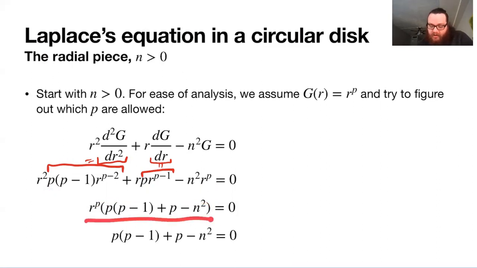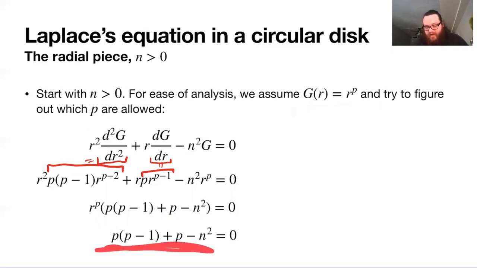Okay, and so then here, either R to the P is equal to 0, or this is equal to 0. Okay. Well, if R to the P is equal to 0, R must be 0, but we want this to be a non-trivial function. So this only holds when R is equal to 0, but we want it to hold when R is non-zero. So what we're going to do is essentially get out that this has to be 0.